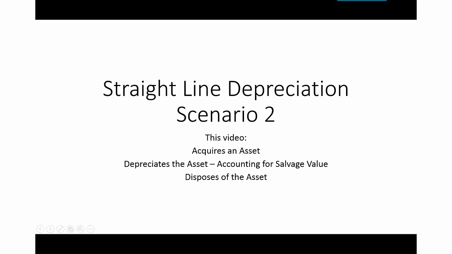Hi everyone. In this video I want to go through another straight line depreciation scenario, and I've already done one video, a scenario 1, and in that scenario I was acquiring an asset, depreciating it, and disposing of it without any salvage value. In this scenario what I'll be doing is acquiring an asset, depreciating it, but I will have a salvage value and then I will dispose of it.